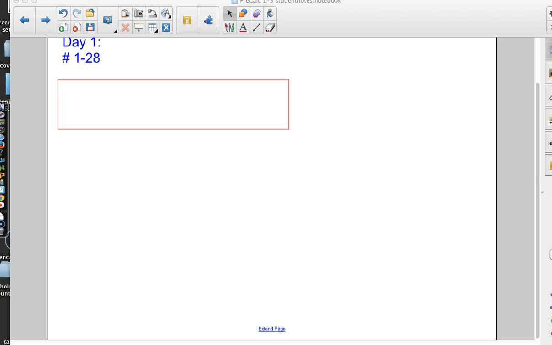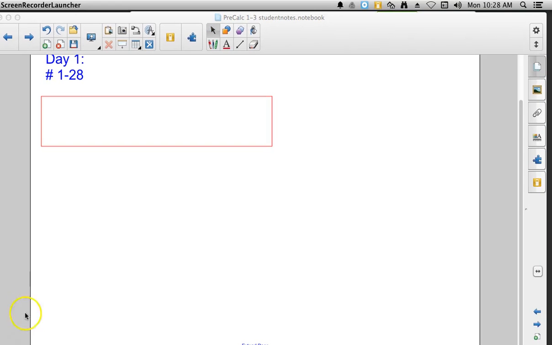All right, why am I not able to turn my quarter off? There it is.